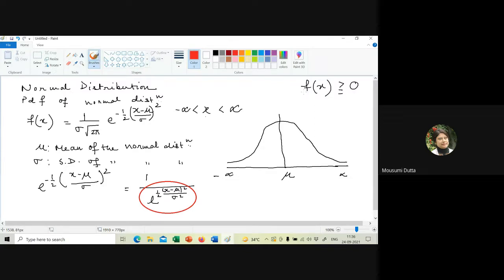Please write down f(x) in the format 1 by sigma root over 2 pi e to the power minus half x minus mu whole square divided by sigma square. And then derive df(x) by dx. X is there only in the power of e. So please derive df(x) by dx first. Remember, e to the power something will remain as e to the power something. And then I have minus half into x minus mu whole squared by sigma square. So from there, you will get an expression for x.